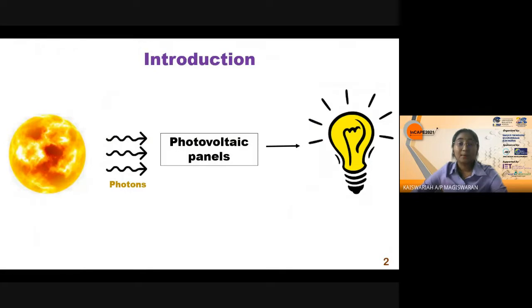Photovoltaic panels are the most promising technologies ever developed in the field of renewable energy. As the saying goes, catch the sun before it's gone. The photovoltaic panels capture the solar rays and convert it into electrical energy.